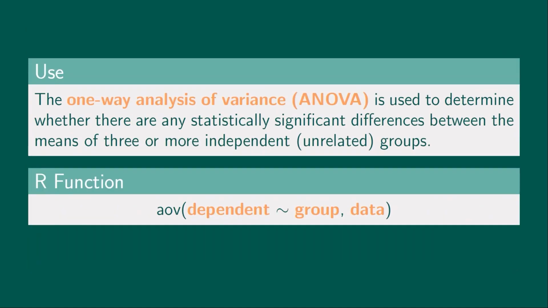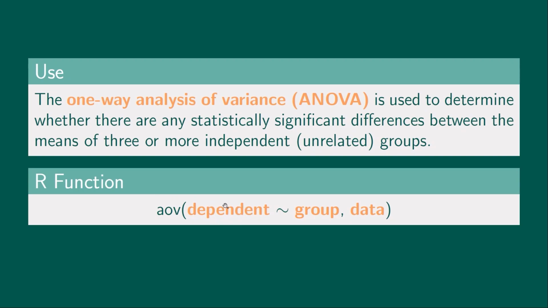Let's discuss the one-way analysis of variance, also known as one-way ANOVA. This test is used to determine whether there are any statistical difference between the means of 3 or more independent groups. The R function for this test is given below. AOV function allows us to perform analysis of variance in RStudio.